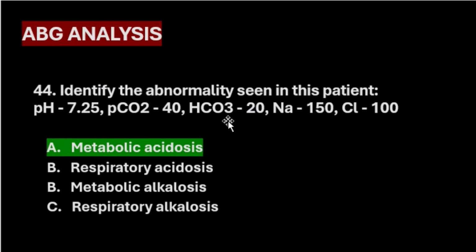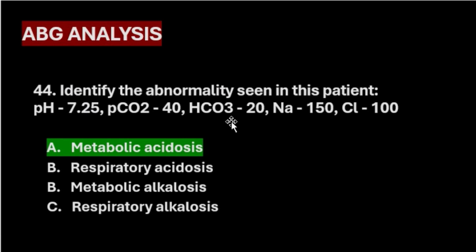Here you can see the pH is low. pH is low means it is indicating acidosis. PCO2 is 40, that is also low. So PCO2 low means it will be alkalosis, and PCO2 high is acidosis. So here it is indicating alkalosis, but the general condition is acidosis. So it is not of respiratory origin.